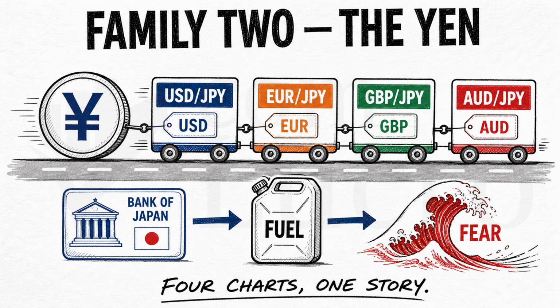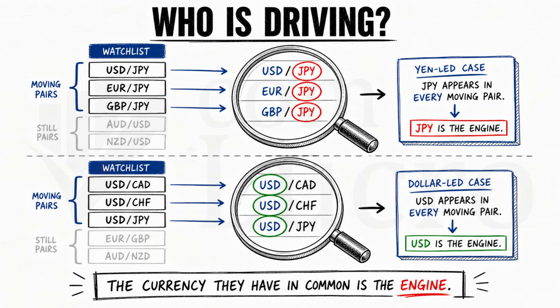The currency on the other side is just a passenger along for the ride. 4 charts, 1 story. And that hands you a genuinely useful diagnostic. Look across your watch list and ask which currency appears in everything that's moving. If every yen pair is running while the dollar pairs sit still, the yen is driving. If everything with a dollar in it moves at once, it's the dollar. The currency they have in common is always the engine.